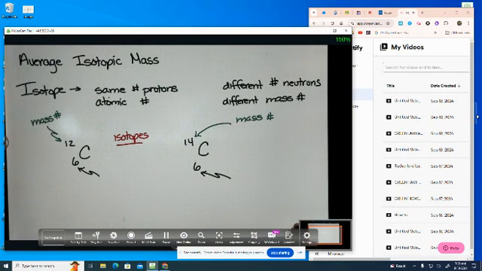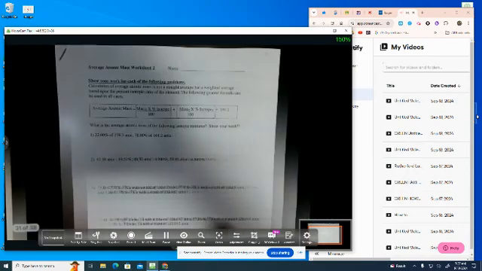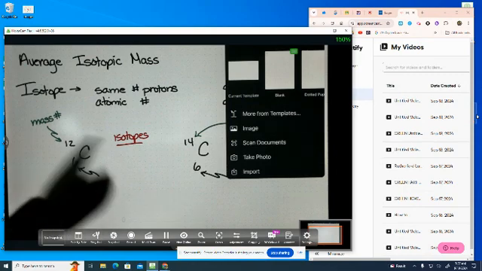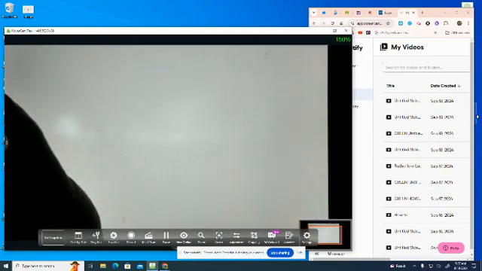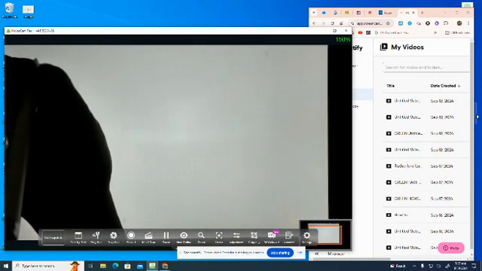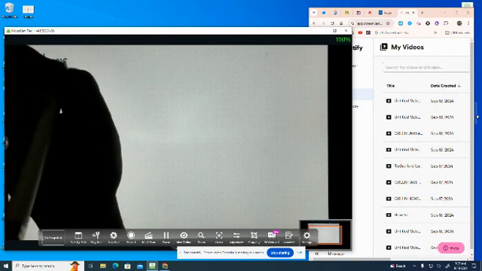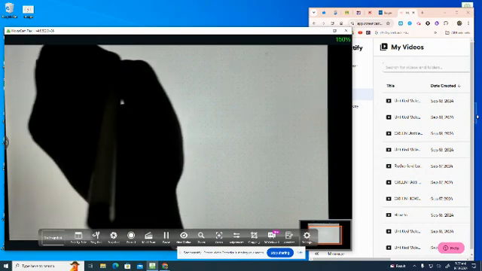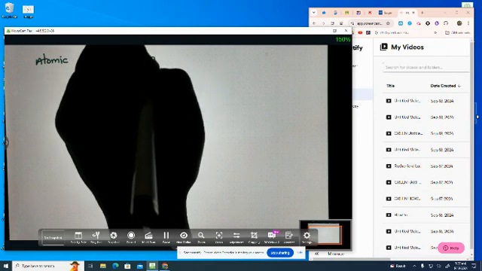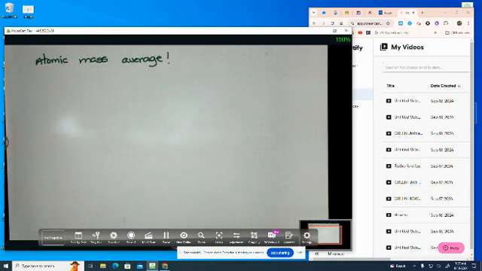What is the difference between a mass number and an atomic mass? Go ahead, Dylan. You don't know? Does anybody remember what the difference is? Mass number is like for that atom. Yep. And atomic mass is the average. Right. So this atomic mass is an average. And that's what we're going to learn today, how to calculate the average atomic mass.